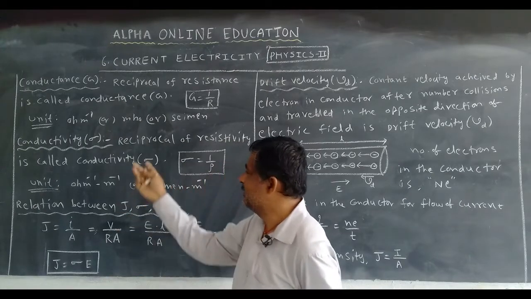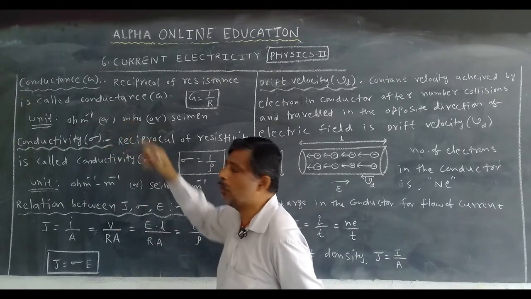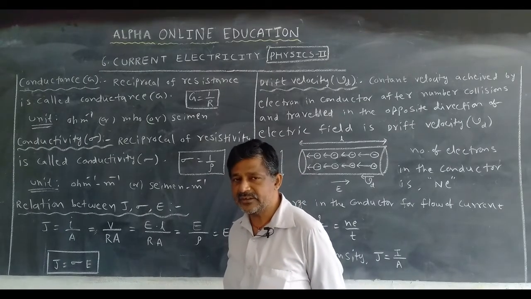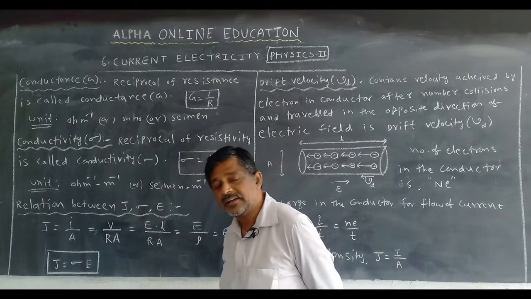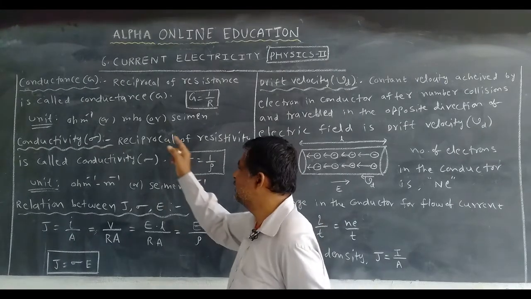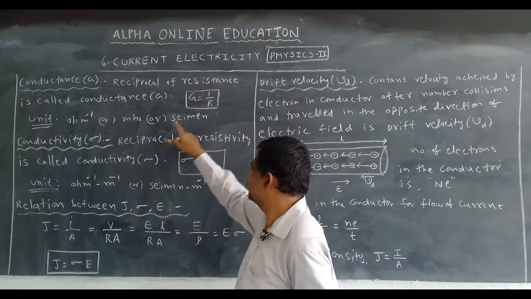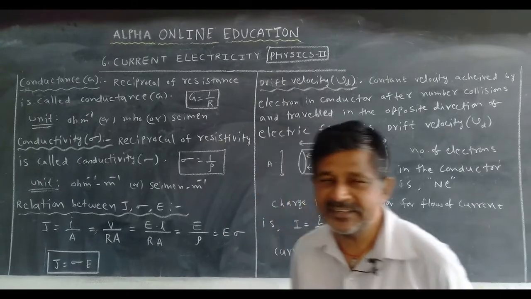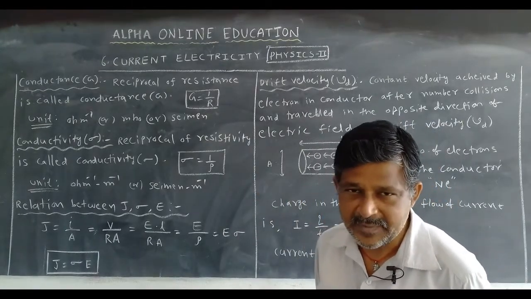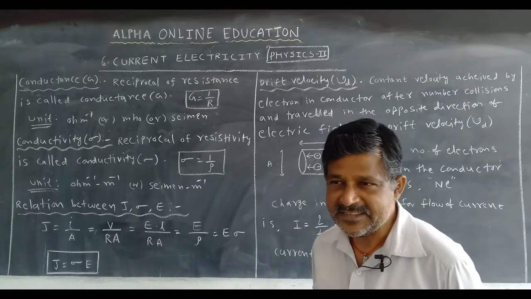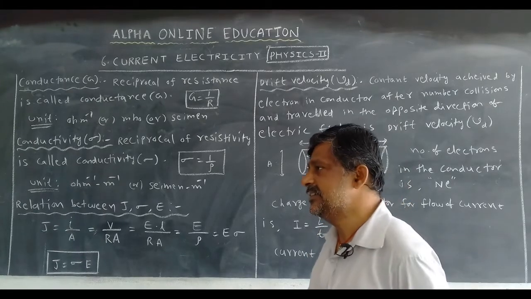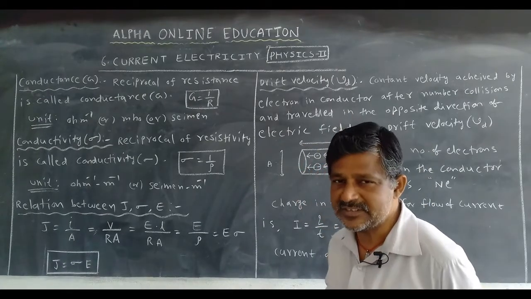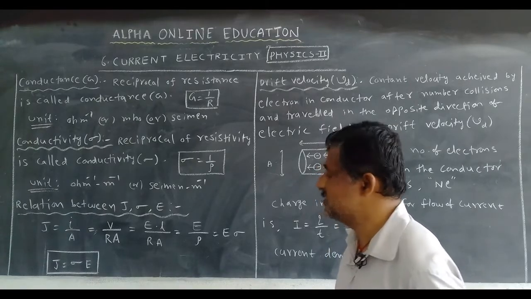Otherwise we can write ohm in reverse order, mho. We can take that as the unit of conductance too. And another unit is also there, named after a scientist, that is Siemens. In Ohm's law, what is the full name of the scientist Ohm? George Simon Ohm. Ohm is the unit for resistance, but Siemens is the unit for conductance. Conductance means reciprocal of resistance.